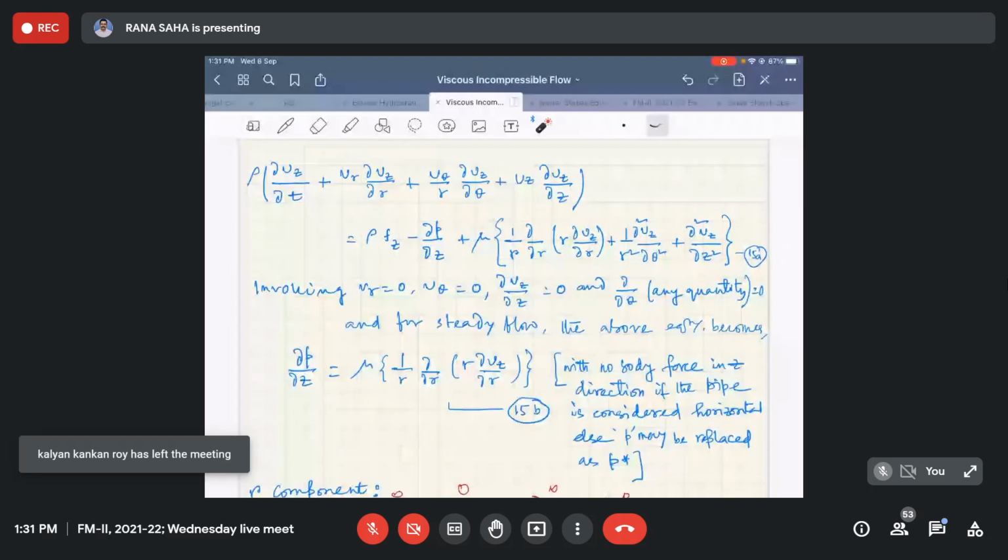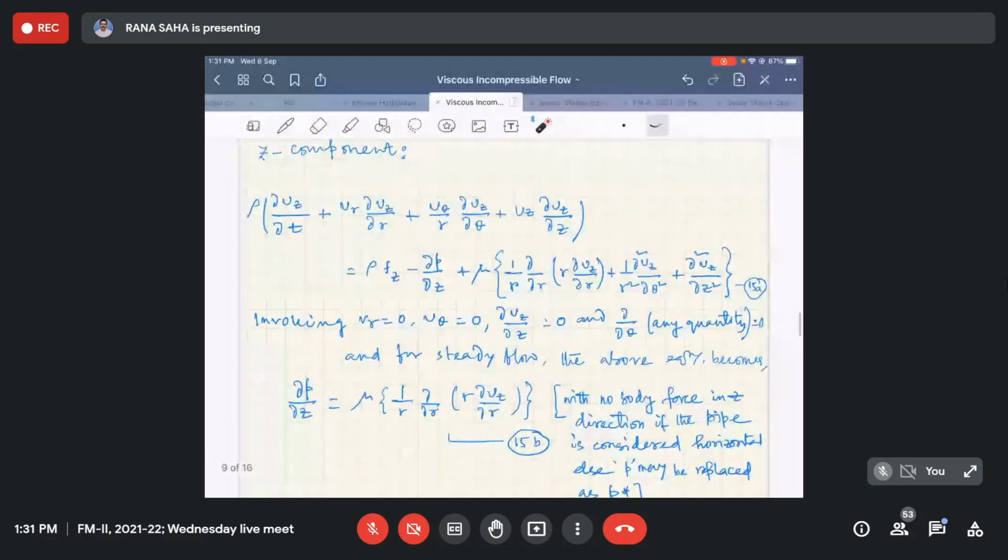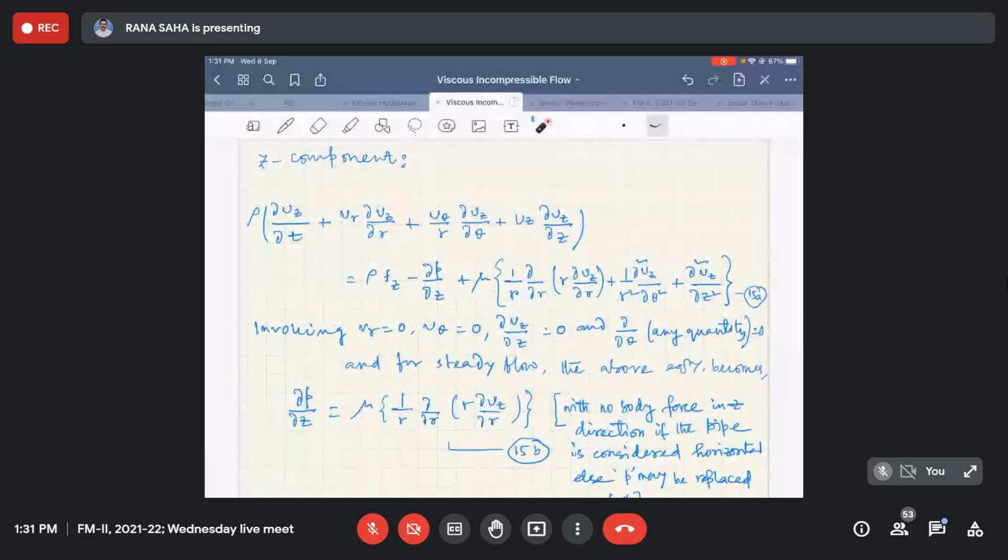This will be there. Del Vz del R will be there, but what about this VR? As VR equals 0, this product will be equal to 0. So you have to decide by looking at the terms, and accordingly you need to set it either 0 or you need to keep it.